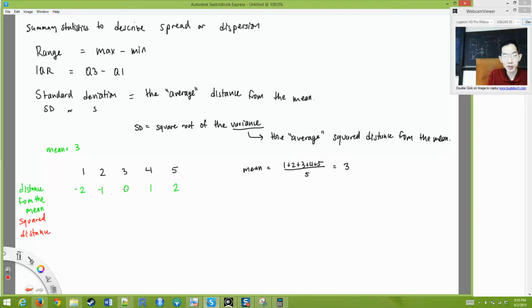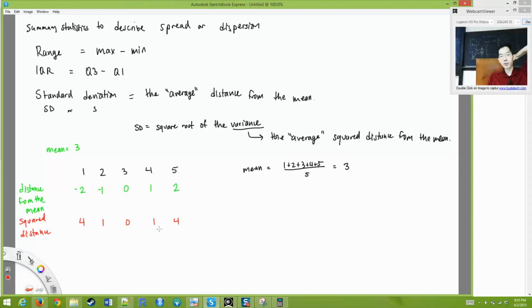So 1 is 2 units away from the mean. What is that squared? 2 squared is 4. 2 is 1 unit away from the mean. 1 squared is 1. 0 squared is 0, 1 squared is 1, and 2 squared is 4. Is that okay with everyone?